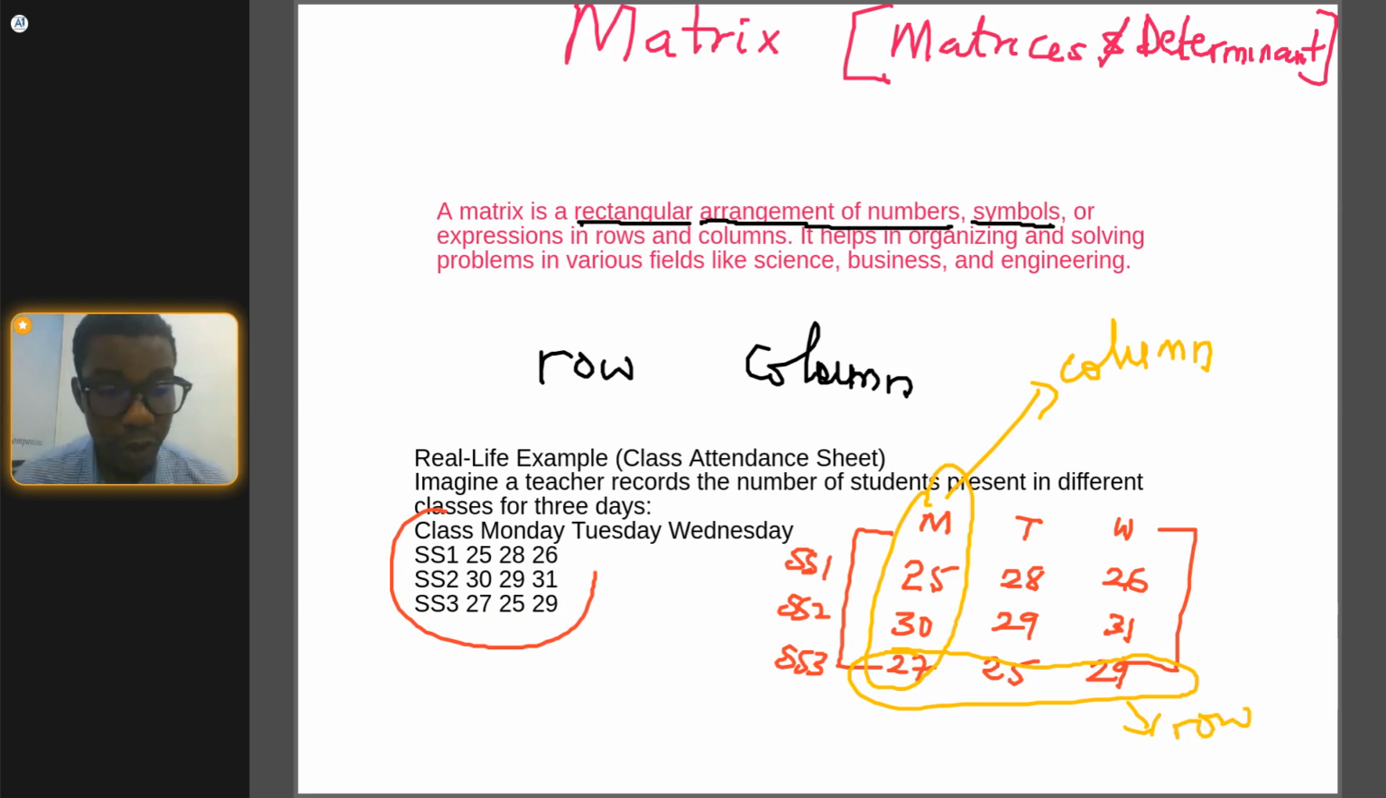So if I'm going to ask the question, how many columns is this matrix having? I need your response in the chat box. This is column, this is column, this is column. For those following online on YouTube, you can drop your response in the comment section. If this represents a column, and this also is a column, and this also is a column, how many columns is this matrix having?